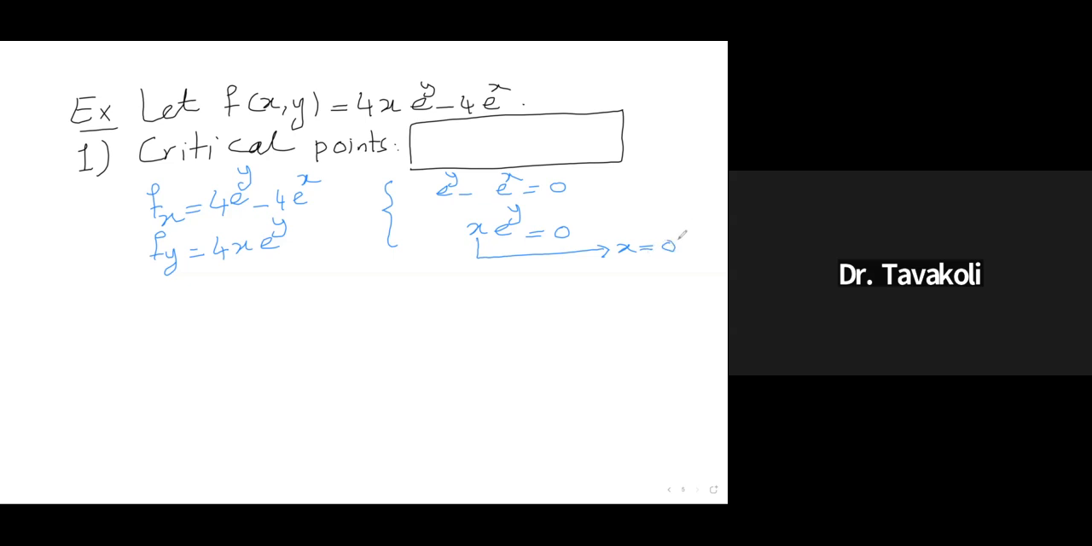Now I go back to the first equation. From the first equation, e^y minus e^x is 0. So this tells me that e^y equals e^x. And since the exponential function, as you might remember from calculus 1, is an increasing function, and it's a one-to-one function, if e^y is equal to e^x, that means x is equal to y.